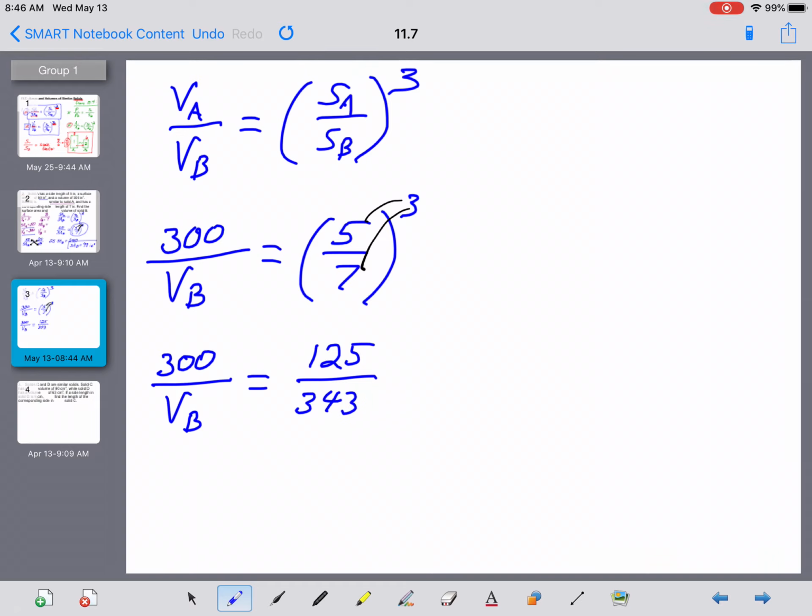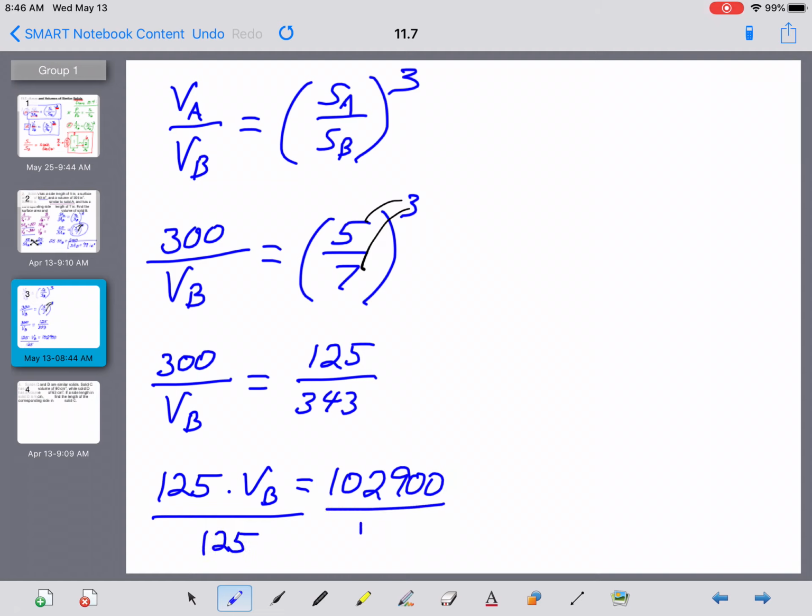Okay, now we're going to cross multiply. We're going to get 125 multiplied by the volume of figure B equals that 343 we just came up with multiplied by 300, to give us a big old number here of 102,900. And the last thing we need to do then is divide both sides by the 125, and we should be good to go. So the volume of figure B equals, okay, my 102,900 is still in my calculator. I divide that by 125, and I came up with 823.2. Everything here was in inches, so since we're talking volume, that's going to be cubic inches for the volume of figure B.